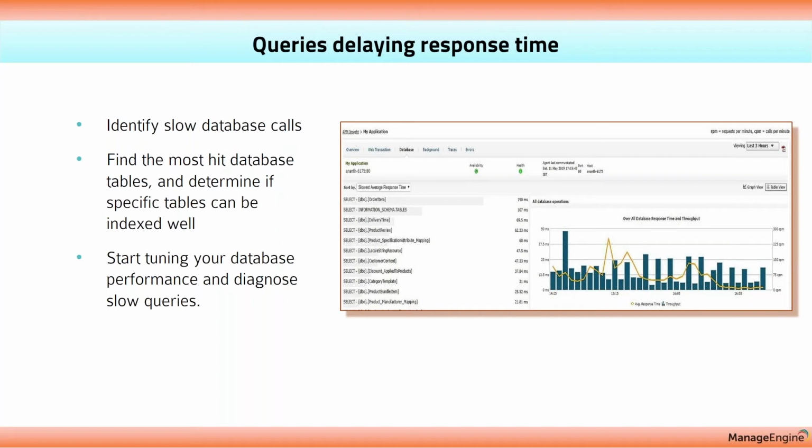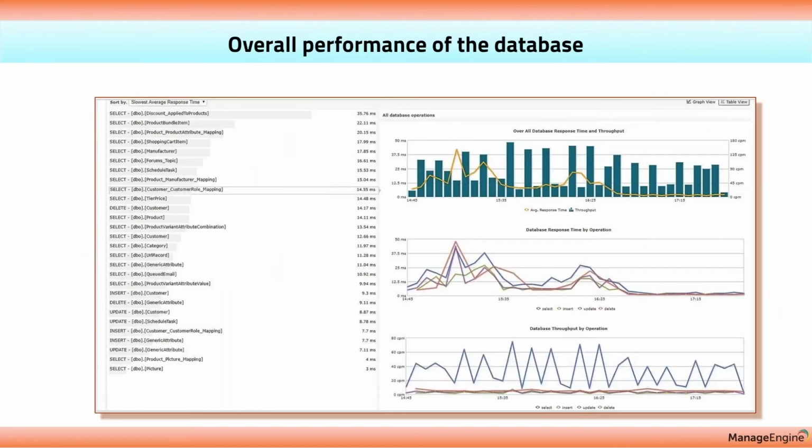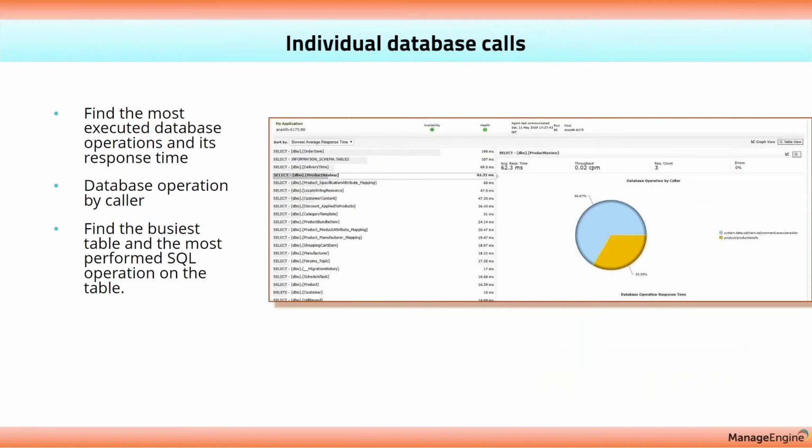And Applications Manager Insight gives you the comprehensive performance of your database. That is, all the DB calls happening inside your web application will be shown with their response time versus the throughput graphical information. And you could also see the individual DB calls. So you could find the most executed DB operation and its response time, the DB operation by its call value, and find the most performed SQL operation on the table.